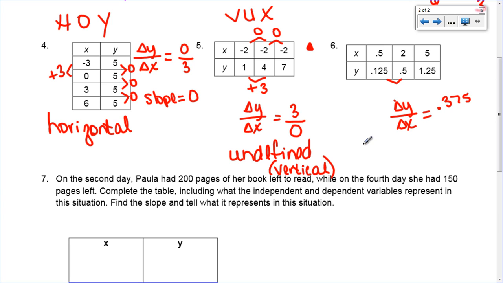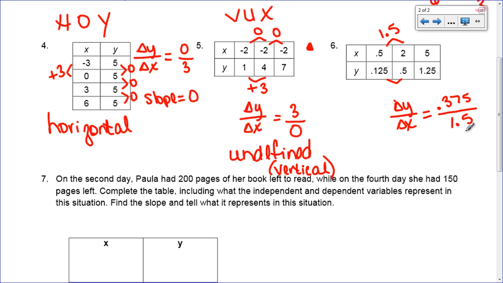I just subtracted this one minus this one. I just subtracted them because they're getting bigger. I did big minus small. My x values are changing from 0.5 to 2. Well, if I do 2 minus 0.5, that's going to give me a change of 1.5. And so I have 0.375 over 1.5.